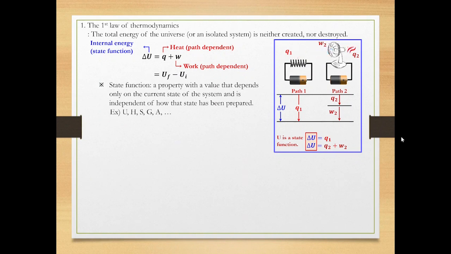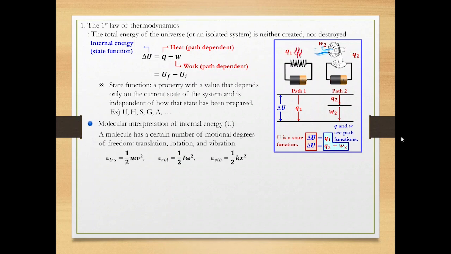Since heat and work are path dependent, they are path functions. Where does the internal energy originate? The internal energy is the total kinetic and potential energy of the constituent atoms, ions, or molecules of the system. Please note that a molecule has a certain number of motional degrees of freedom: translation, rotation, and vibration.